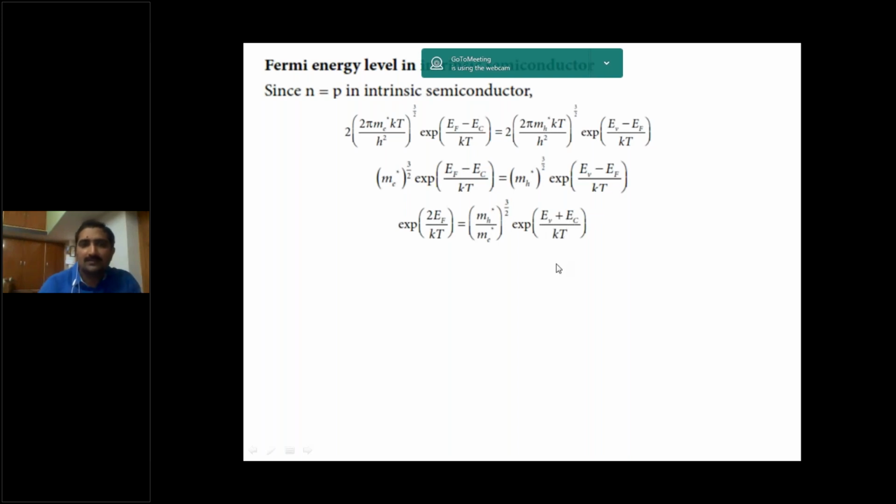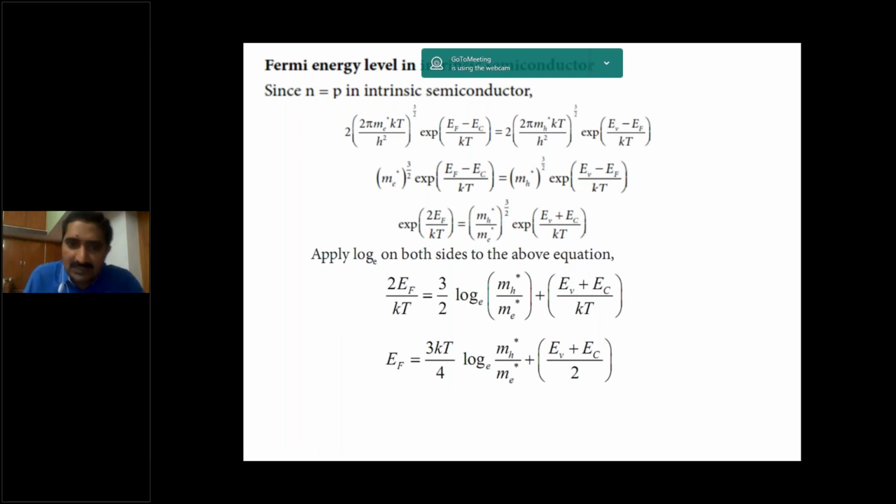So apply log to the base e on both sides of the above equation. The exponential term will be removed. So 2Ef by kT is equal to 3 by 2, by applying log. log ab is log a plus log b, so this is the plus term, log of the exponential term. Why? Because here we took log to the base e. So that's why Ev plus Ec by kT. So here we are applying log.